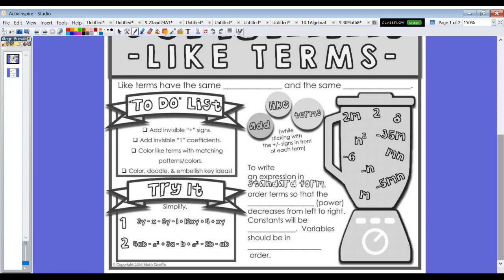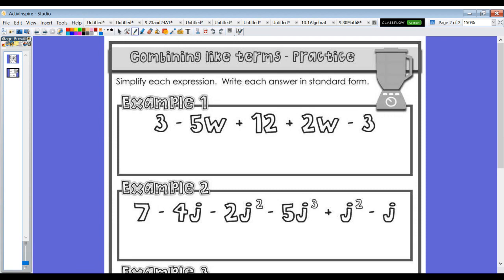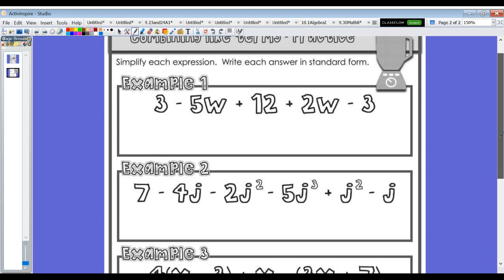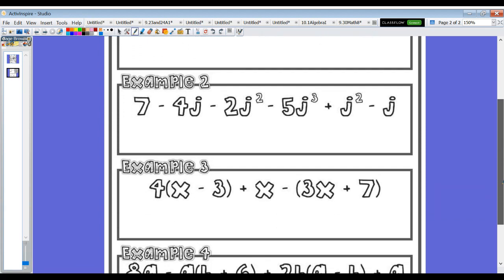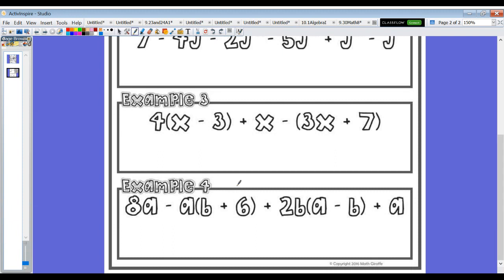But what I do want to do is take you to the second page and walk you through one of these problems, one of the trickier ones. Specifically, I want to look at example number 4. Once I'm done with this, I want you guys to fill out the rest of those other 3 problems and we will talk about it next time.